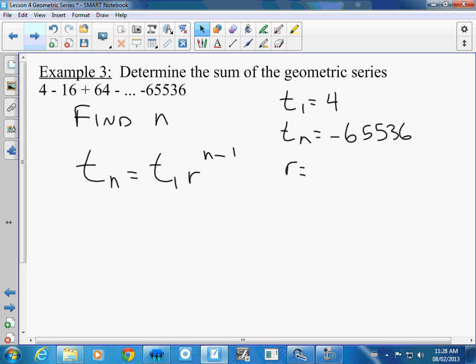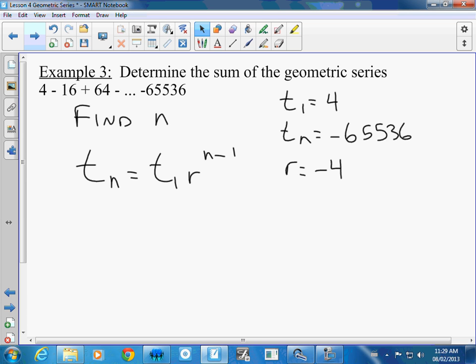What are you doing? Negative 16 divided by positive 4 is negative 4. Positive 64 divided by negative 16 is negative 4. So that's how you double check, right? Do it twice. So R in this case is negative 4. It's interesting, these numbers are positive, negative, positive, negative. You can have a sequence that alternates back and forth, because R is a multiplication.